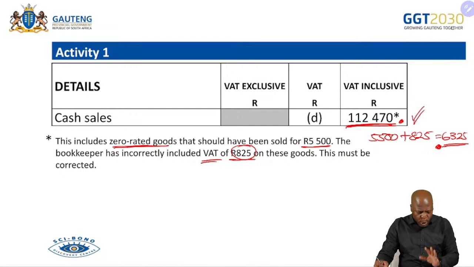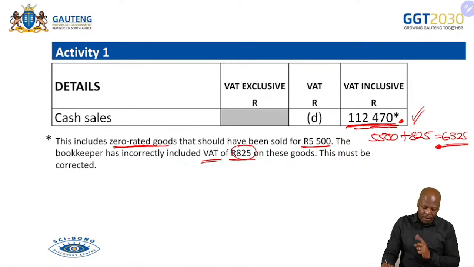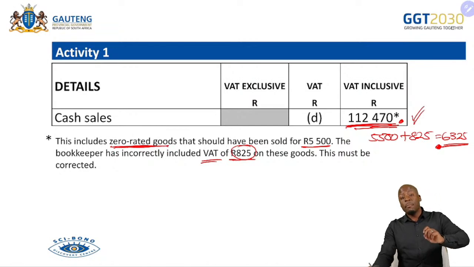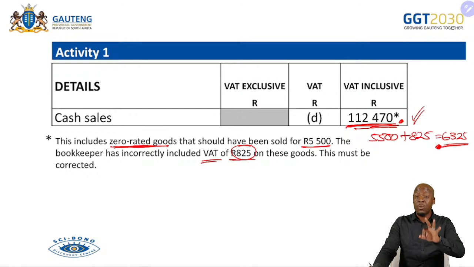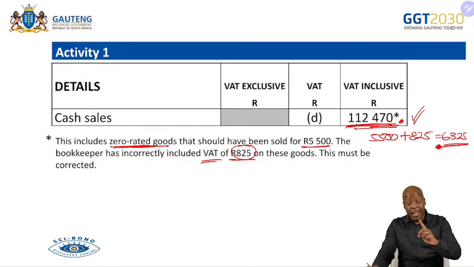So, if you are to break down what they are saying here, they are saying now, in the 112,470, this figure here, they have included 6,325. Yet, the 6,325 is for zero rated goods. Remember, we managed in a previous lesson to distinguish between the three supplies. Our standard rated supplies, the ones we charge VAT at 15%. Zero rated supplies, remember, calculated VAT at 0%. And then our exempt items, these are not subject to VAT.